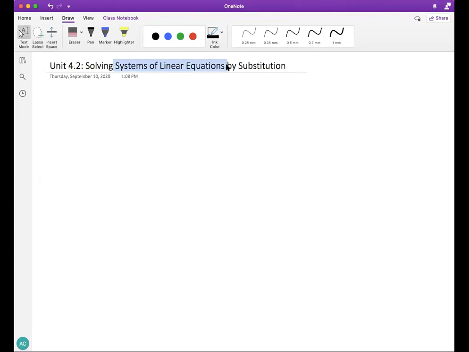Okay, so last time we learned how to solve by graphing. Today we're going to learn another method of solving. It's called substitution. This does not involve graphing. It's an algebraic method of solving. And in addition to this one, there's a third method called elimination, which we're going to see in the next class. So let's talk about the substitution method today.